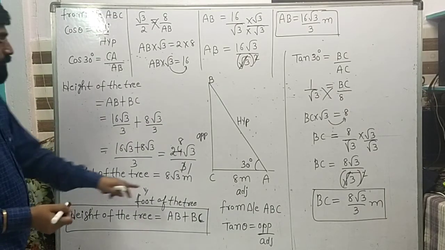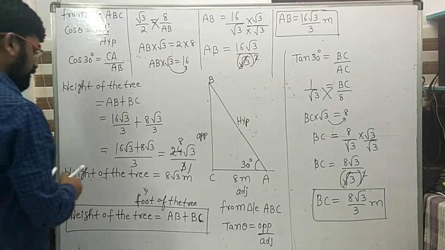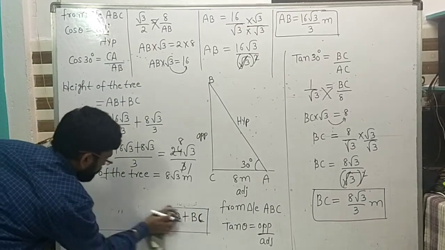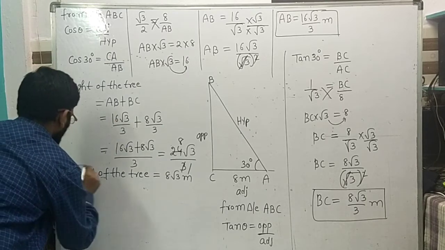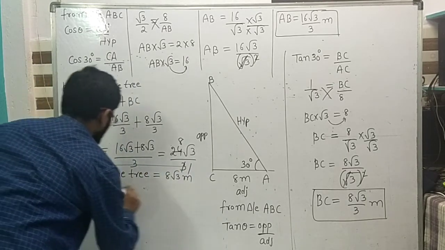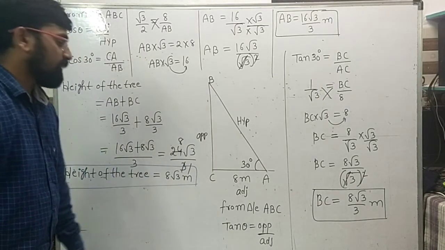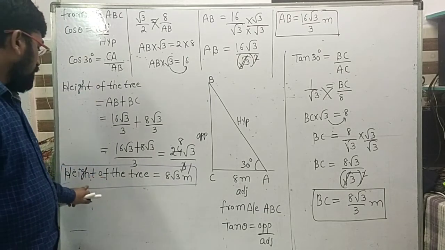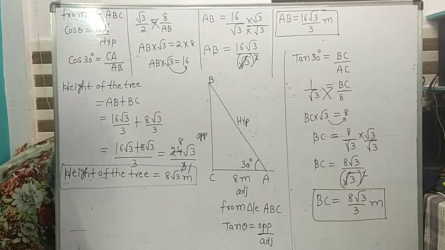If they give the root value, you can substitute. If they are not given the root value, leave it as it is. So the height of the tree equals 8 root 3. Are you getting it? Height of the tree equals 8 root 3. If they give the root value, you can substitute in that. If not, height of the tree equals 8 root 3 meters. Okay, so take this one.